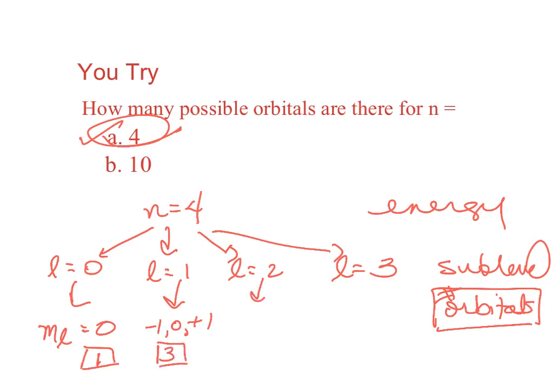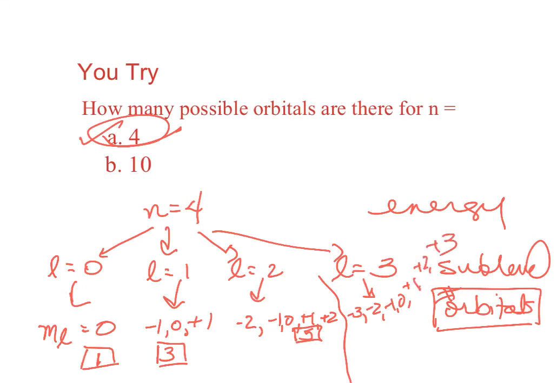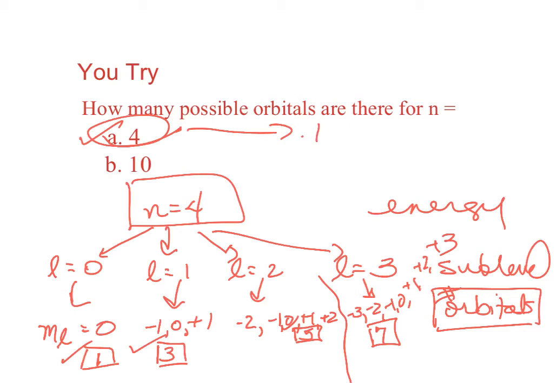If l equals 2, m sub l values can be minus 2, minus 1, 0, plus 1, plus 2. So there are 5 orbitals there. If l equals 3, m sub l values can be minus 3, minus 2, minus 1, 0, plus 1, plus 2, plus 3. There are 7 orbitals in that one. So you add all the orbitals in the energy level n equals 4, and what do you get? 16 total orbitals.